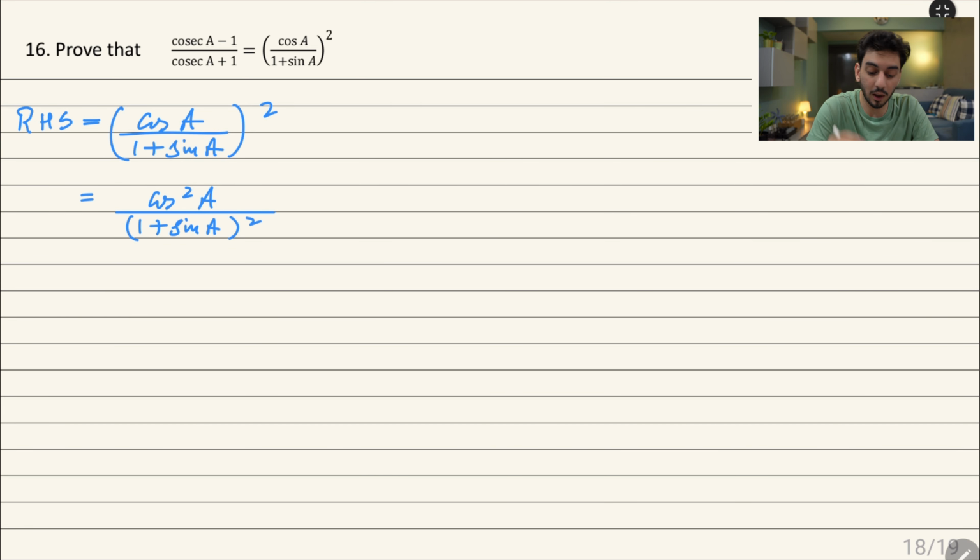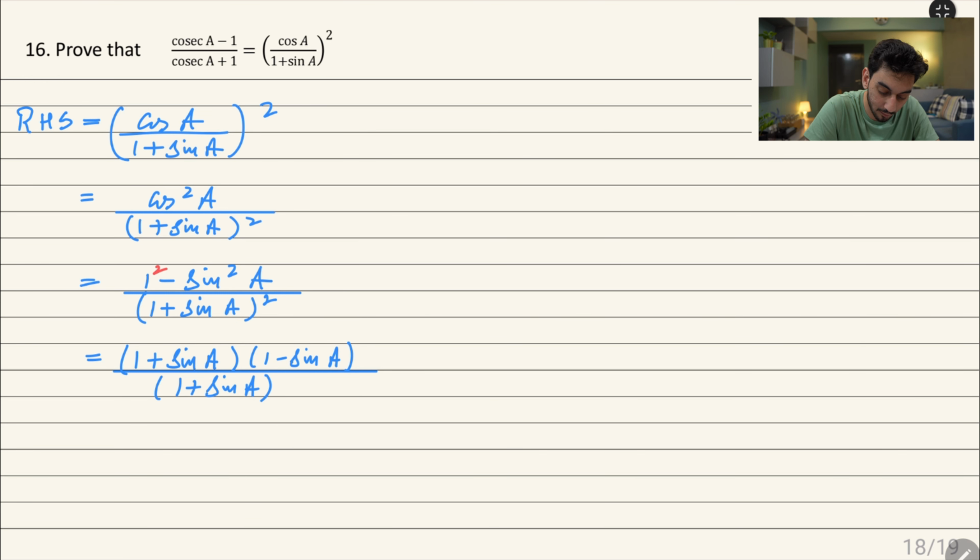Now, again, I would use the same trick. I'll say that cos square A can be written as 1 minus sine square A, the whole thing, upon 1 plus sine A the whole square. Now, that 1 is actually 1 square, and this now becomes a difference of squares, which is a square minus b square, which can be written as a plus b into a minus b. So 1 plus sine A times 1 minus sine A, and my denominator is 1 plus sine A the whole square. Get rid of one of the 1 plus sine A's from the numerator and denominator, and I am left with 1 minus sine A upon 1 plus sine A.